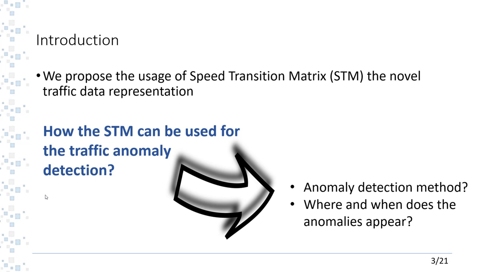In this paper we propose the usage of the speed transition matrix. It is a novel traffic data representation. The main question is how the speed transition matrices can be used for traffic anomaly detection. First of all, we need to define the anomaly detection method, and then we are interested in finding where and when the traffic anomaly appears on the road network in urban centers.